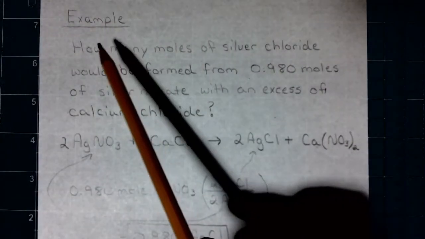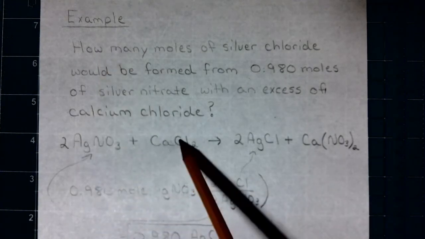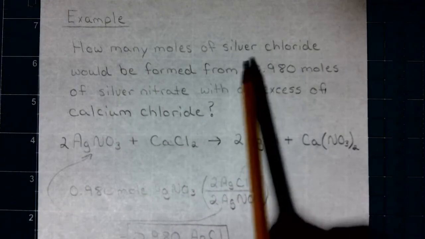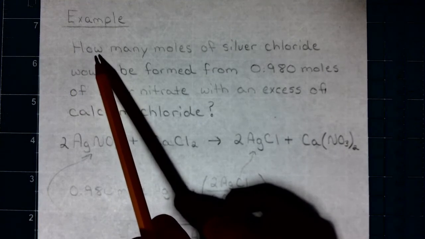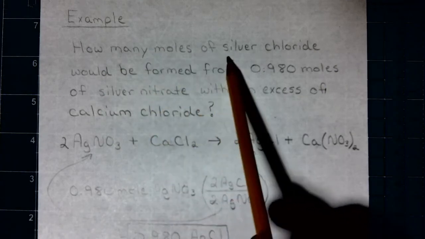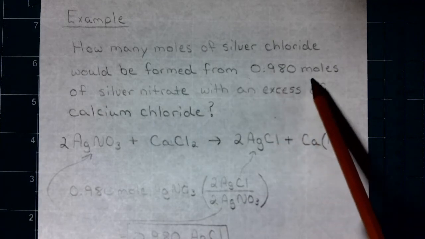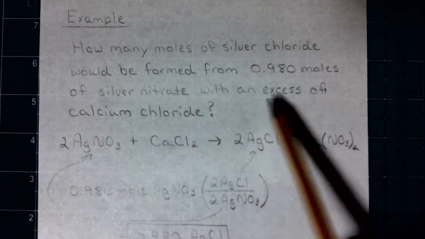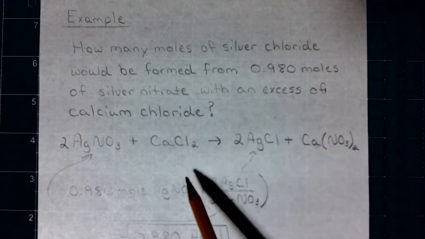So in the last problem, we were able to answer the question of how much of another reagent we needed in order to react with a certain amount of one reagent. But we can also answer the question of how much product is going to be formed. And this is something we're usually very interested in. How much of something can I make with what I have? So the question here is how many moles of silver chloride would be formed from 0.980 moles of silver nitrate with an excess of calcium chloride. And this is important, this excess part. We're going to learn about that in just a little bit here.